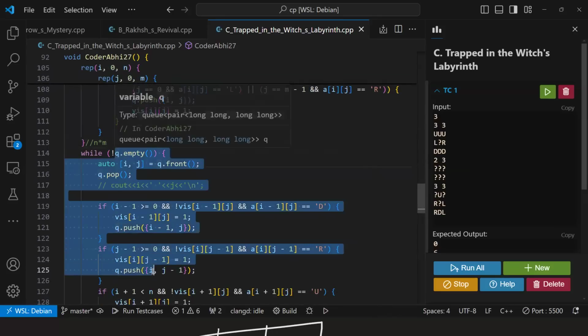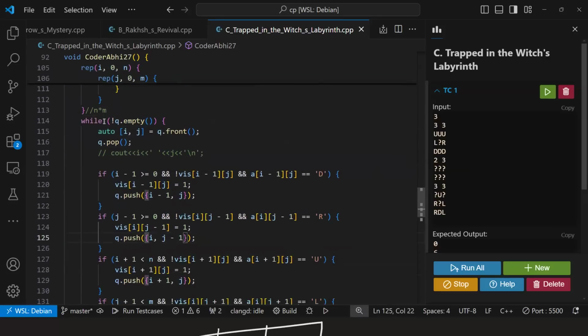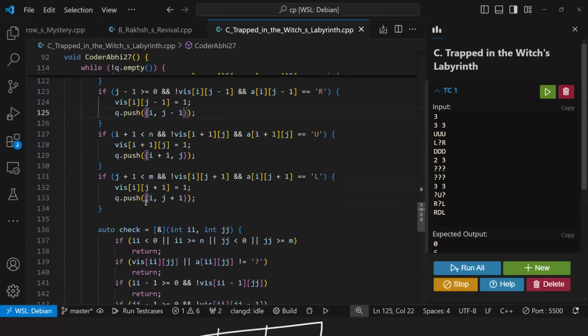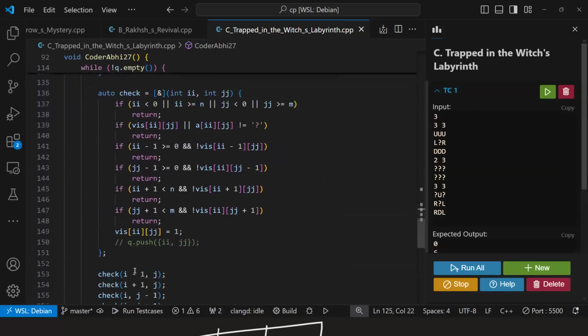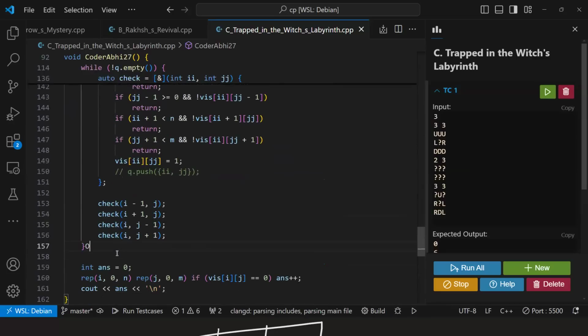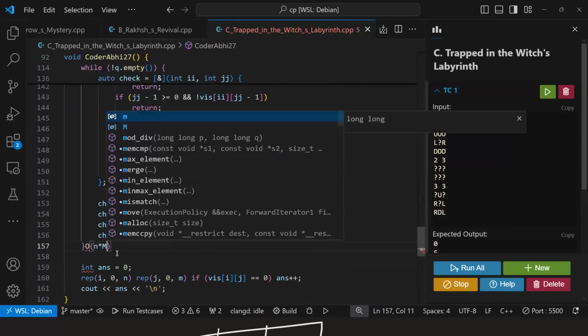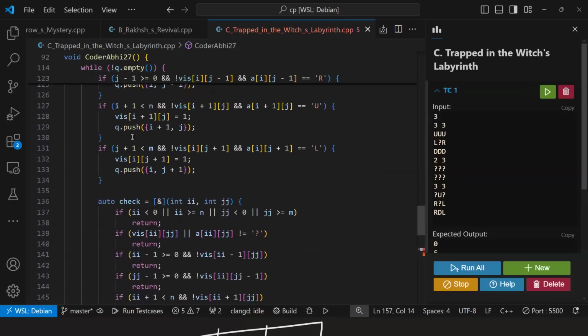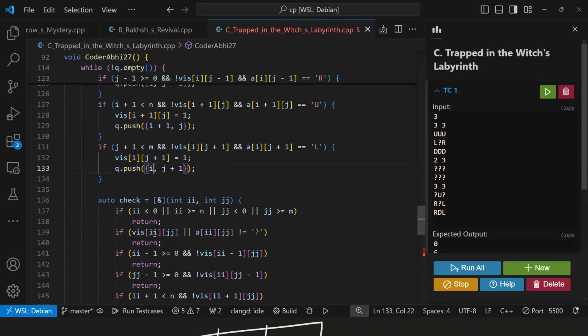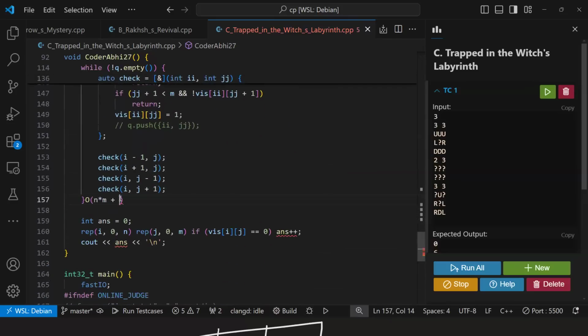Now we are running this BFS. The BFS takes an order of number of nodes plus number of edges. Here the number of nodes is n into m, and for every node you have four edges, like four adjacent elements. Four times you are checking, and the question mark is also checked four times. So you can say 4 into n into m is the number of edges. So overall, it is 5 into n into m, which is an order of n into m only.